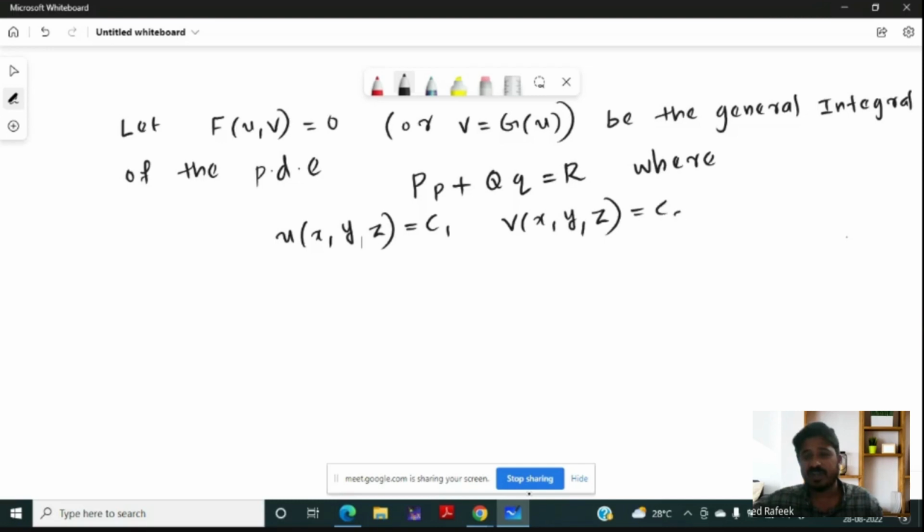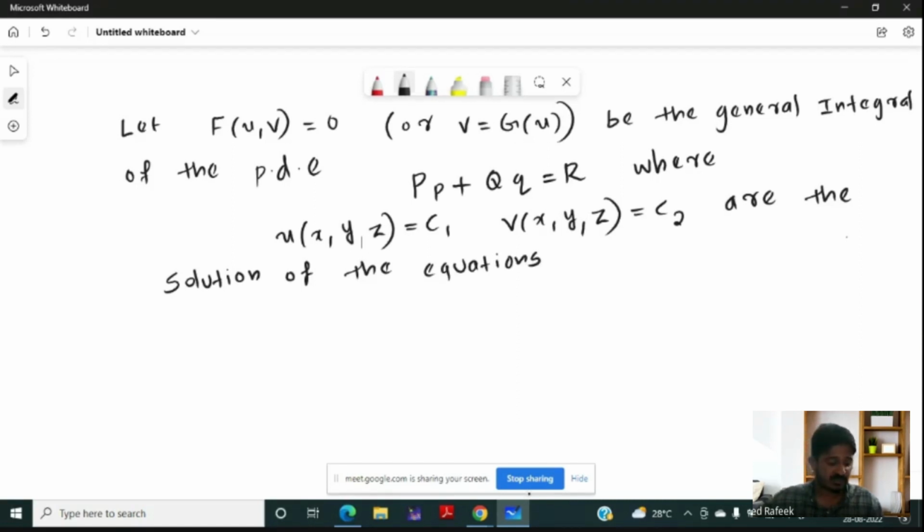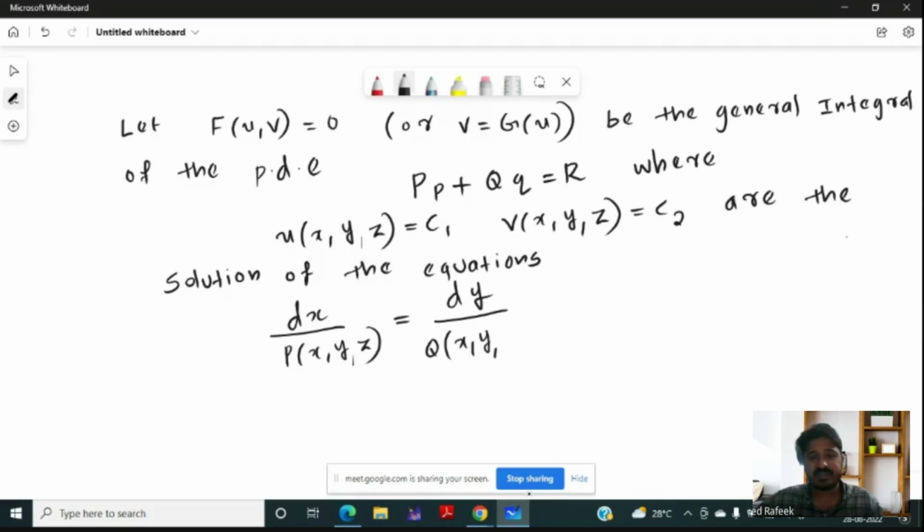You will understand once we solve a problem. All of these are solutions of the equations dx by P of x comma y comma z equal to dy divided by Q of x comma y comma z and dz by R of x comma y comma z.